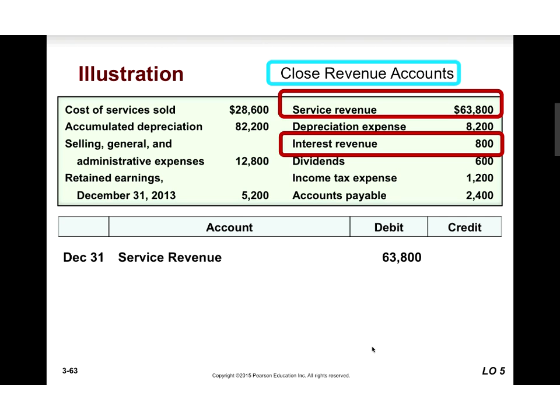So I'm going to debit service revenue for the $63,800. I'm going to debit interest revenue for the $800, and then my credit is to retained earnings, and it's the addition of those 2 things because my debits have to equal my credits. So $63,800 plus $800 is $64,600, and that is my closing entry for revenues. That's one of 3 closing entries I may have.